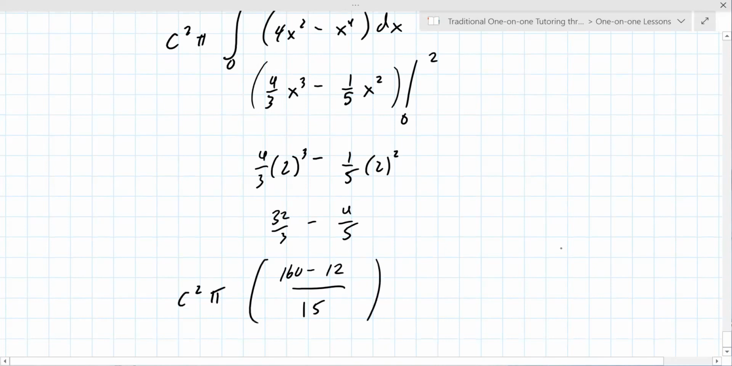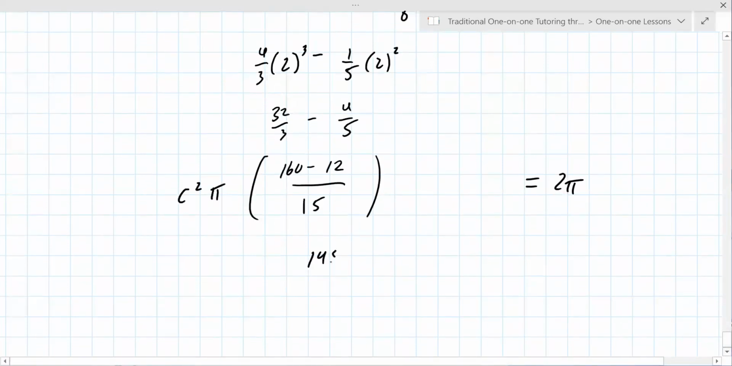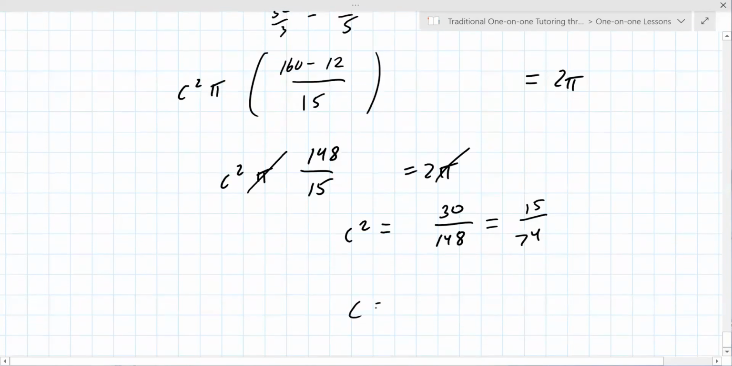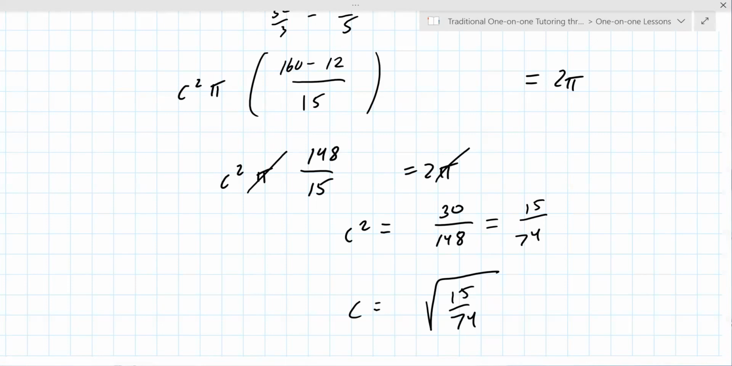And the thing that I left out is the whole thing equals 2 pi. They're telling you the volume is 2 pi. This is 148 over 15, c squared pi equals 2 pi. Pi's cancel. You multiply by the reciprocal of this, so it's 30 over 148. C squared equals that, 15 over 74. So C equals the square root of 15 over 74. It's very possible I made an error somewhere near this. Doesn't look great, but it's the idea.